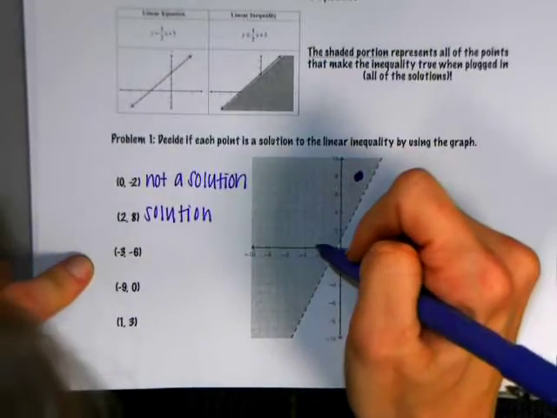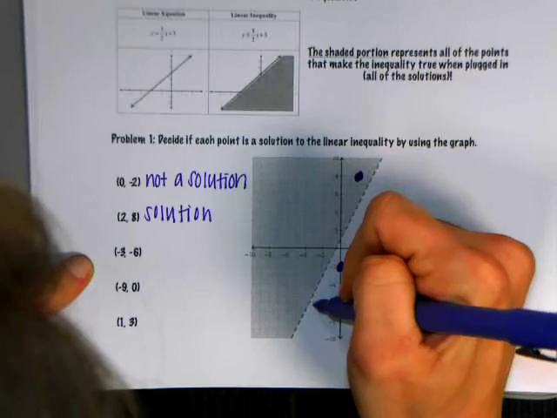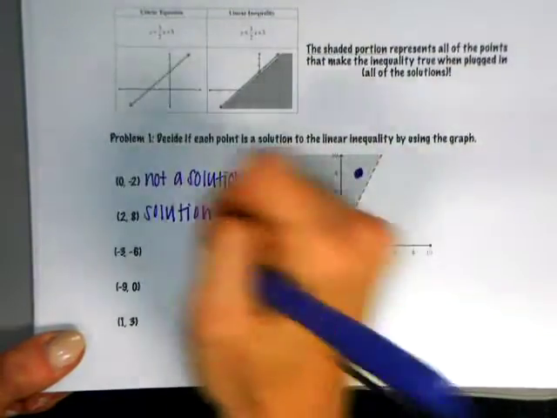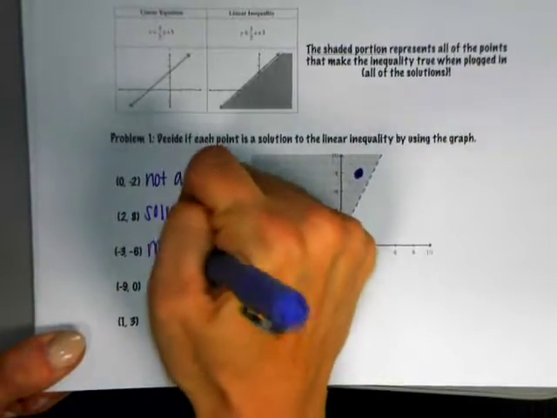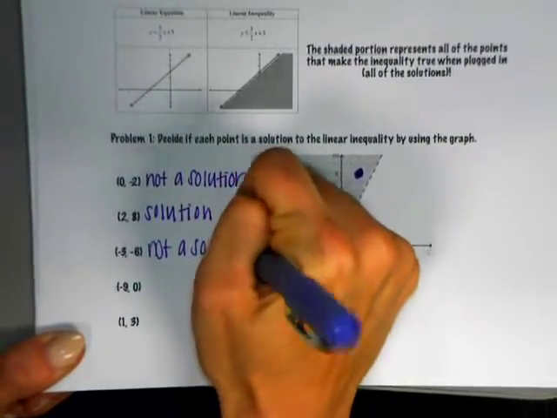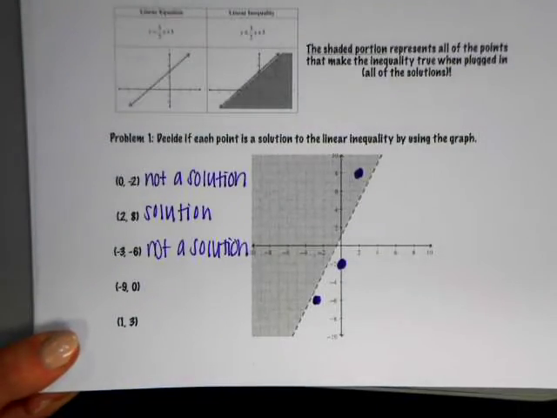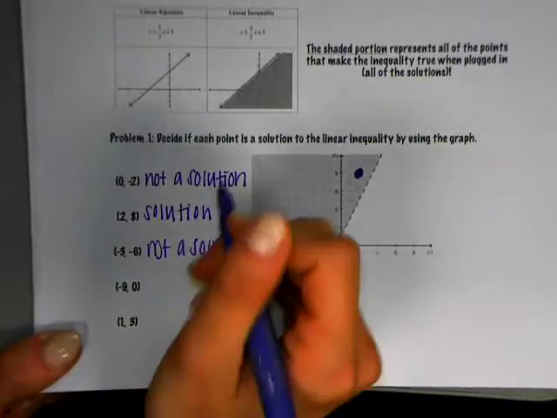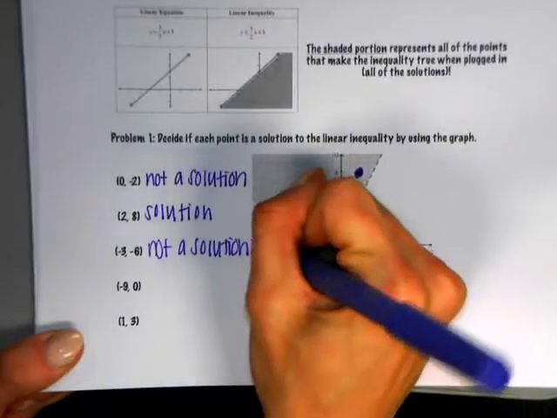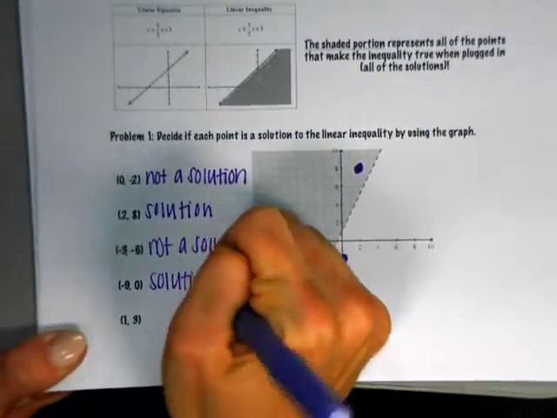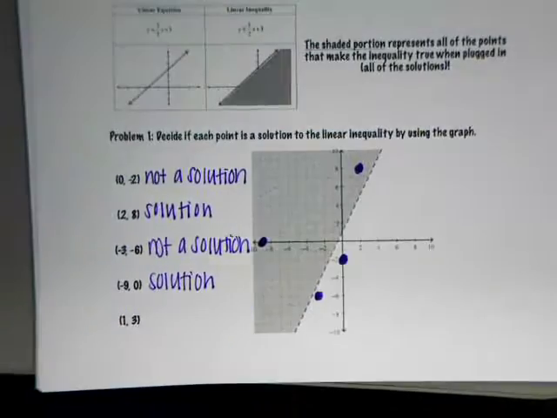-3, -6. Go to that one. Nope. Okay, -9, 0. Yeah, that would be a solution. And then 1, 3.